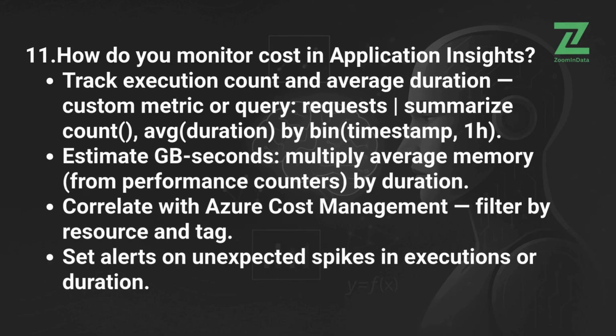How do you monitor cost in Application Insights? Track execution count and average duration with a custom metric or query: requests | summarize count(), avg(duration) by bin(timestamp, 1h). Estimate GB seconds: multiply average memory, from performance counters, by duration. Correlate with Azure Cost Management, filter by resource and tag. Set alerts on unexpected spikes in executions or duration.